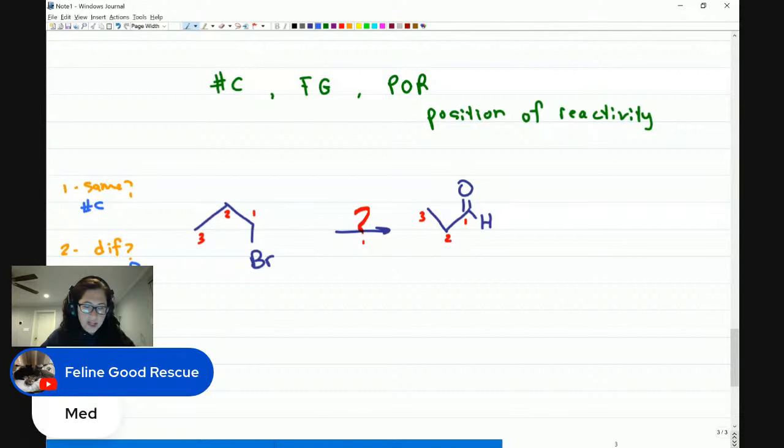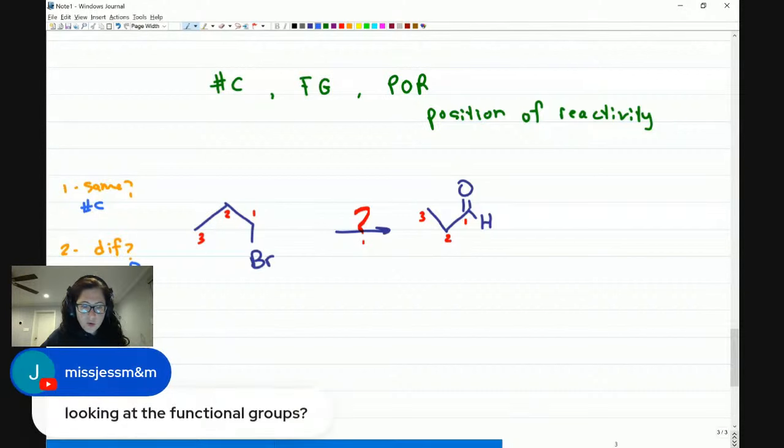So I see medium, excellent. So we're looking at the functional groups, yes. Bromine to alcohol and an oxidation.